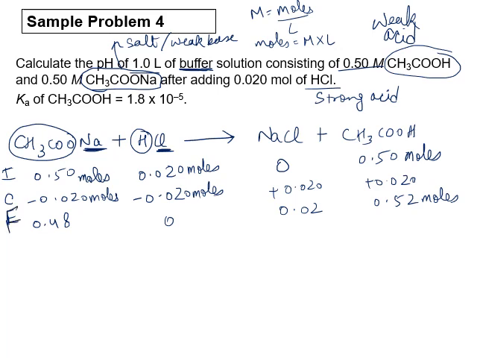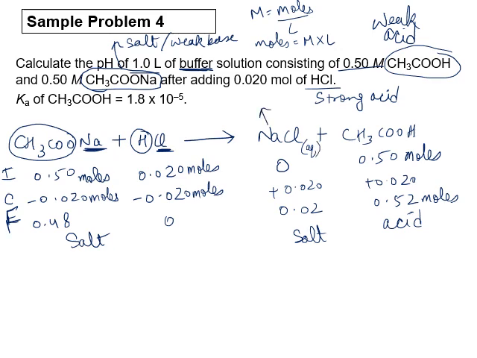Okay, these are my final values that I have. What do I have at the end? I have some of the salt left over. I have some of the weak acid left over, and I have some of this salt also left over. Does this salt affect the pH?